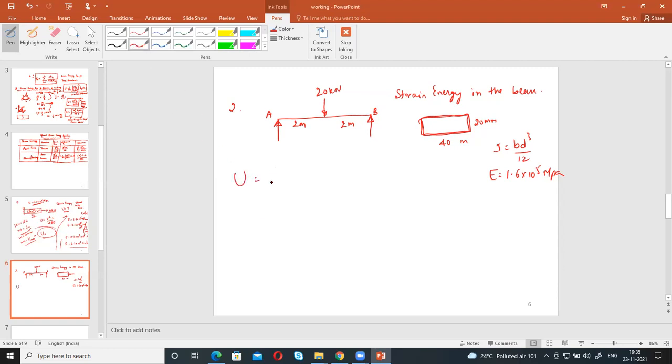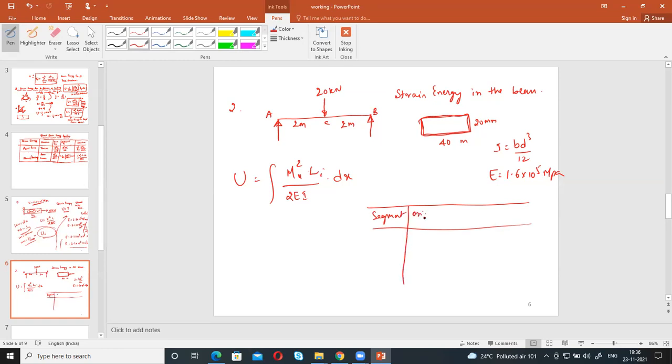Integration of Mx squared divided by 2 times EI dx. Mx square divided by 2 EI into dx. Here I. Right? Any doubts? Now, you take this as C. As per just general bending moment diagram, take a table. First segment. Next, origin. Next, limit. Next, Mx.